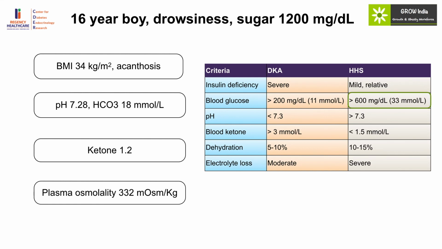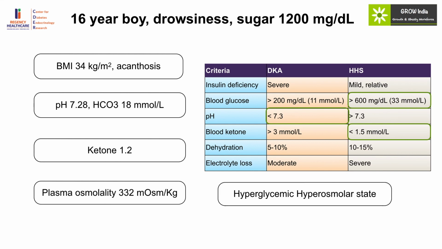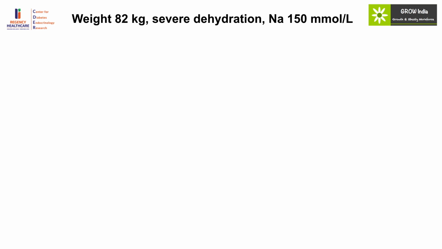What we are seeing is severe hyperglycemia and hypoketosis. The blood gas shows mild acidosis, which may be because of other features like dehydration and lactic acidosis. So this is clearly a hyperglycemic hyperosmolar state. This child is 82 kilograms, has severe dehydration and a sodium of 150. So how do we manage?